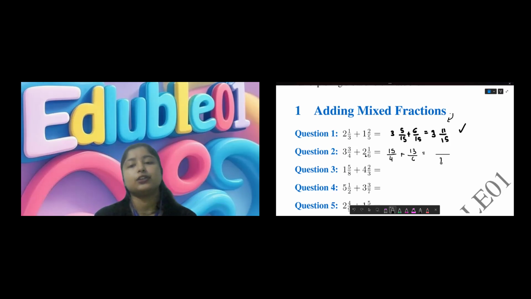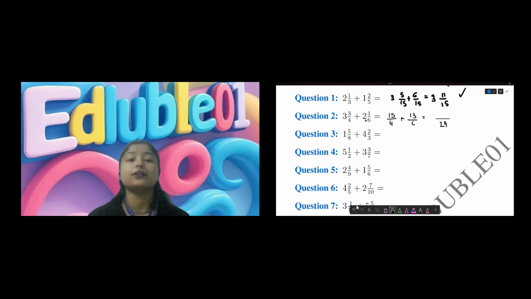It's going to be 24 in the denominator, right? And to do the numerator, you can just multiply 15 times 6, and 13 times 4. Whatever you get, you just need to add them. Okay. Let's try one more question of addition, and then we'll move on to the subtraction.